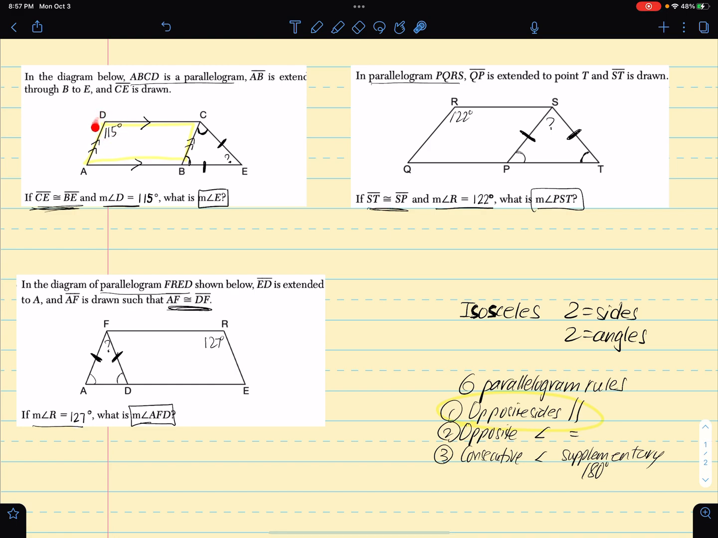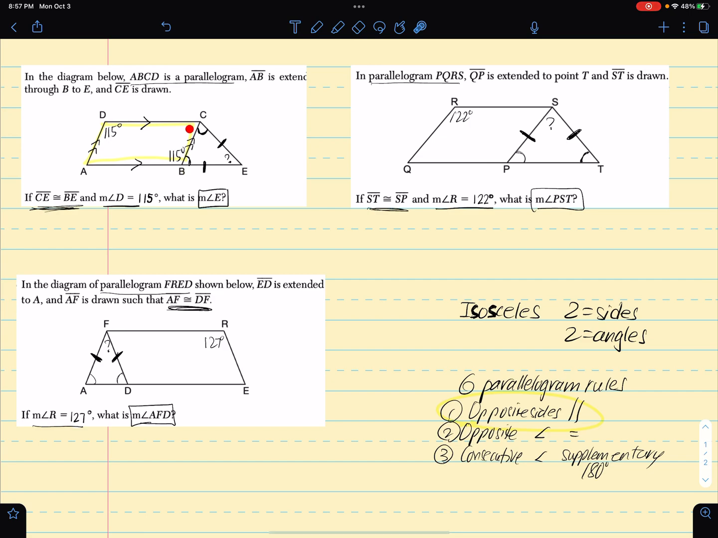So if angle ADC is 115, then that means angle ABC is also 115. So let's plug that in. Opposite angles are equal. Now, if you look over here in this question, I could find these angles as well, but it seems like it's not necessary. So if you look over here, we have supplementary angles.